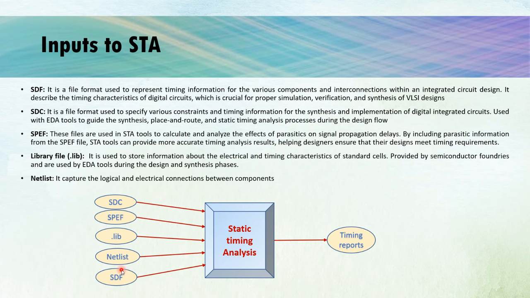So, once all those input files are given to the static timing analysis tool, it does the analysis and gives the output in the form of a timing report. So the engineer basically goes and checks the timing report and decides, based on the timing report, what has to be improved or optimized in the design. So now we will see the steps after which static timing analysis is done in the design cycle.